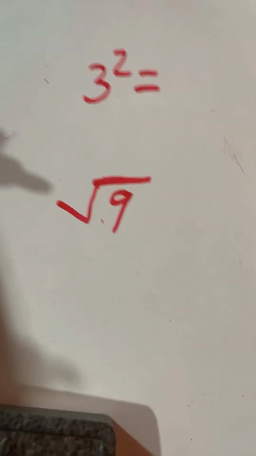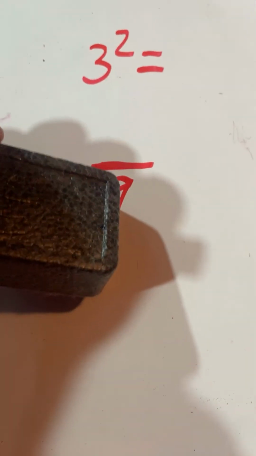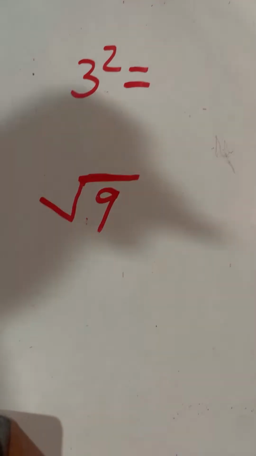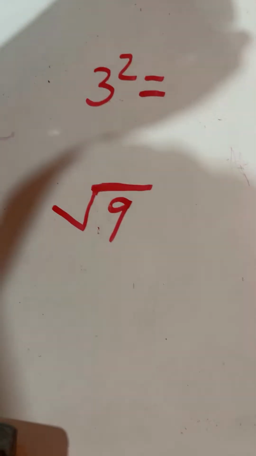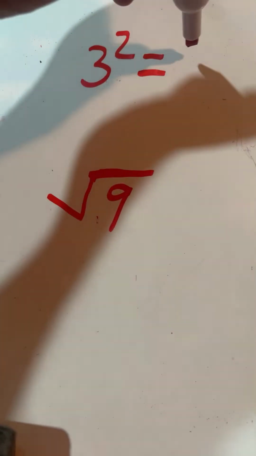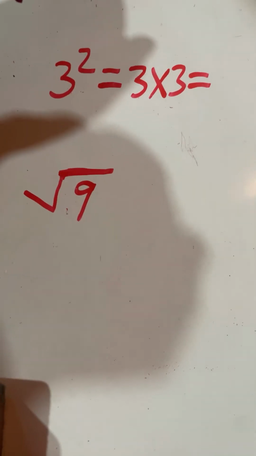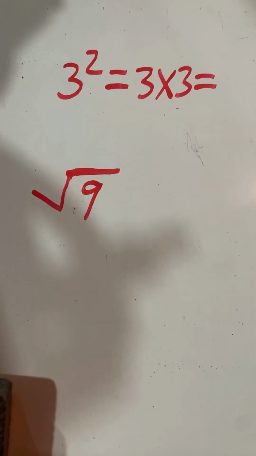Next example. So if we're looking to find the answer to 3 squared means that we're multiplying 3 twice. We are multiplying the number 3 by itself. So 3 times 3 equals 9.